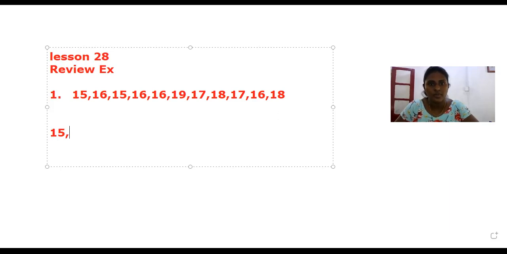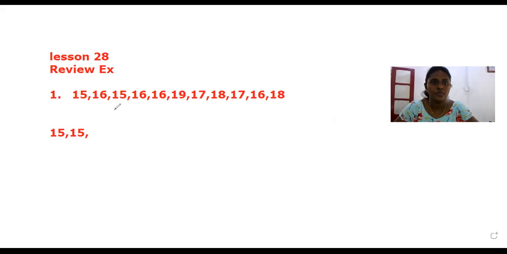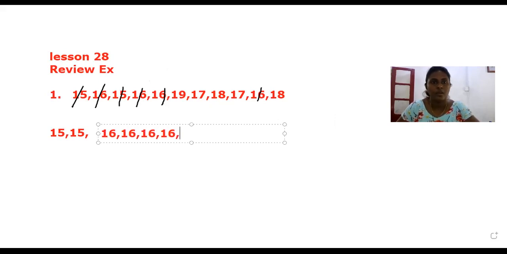So the smallest value is 15. There are 2 15s. Once you take one value, you can cut it. The 2 15s are taken. Then 16s: 1, 2, 3, 4, 4 16s are there. After that, there are 2 17s, so let's cut them. After that, 2 18s and 1 19.